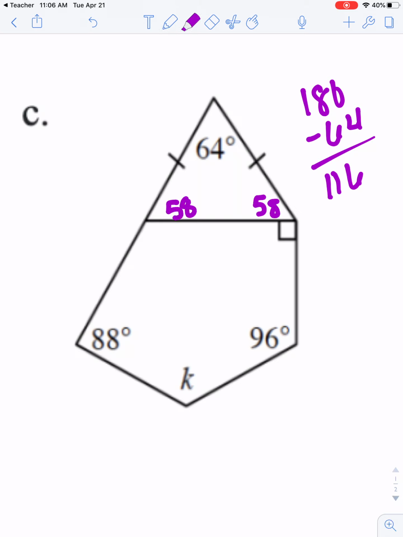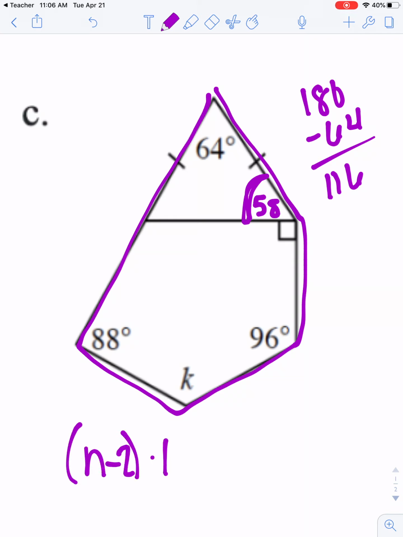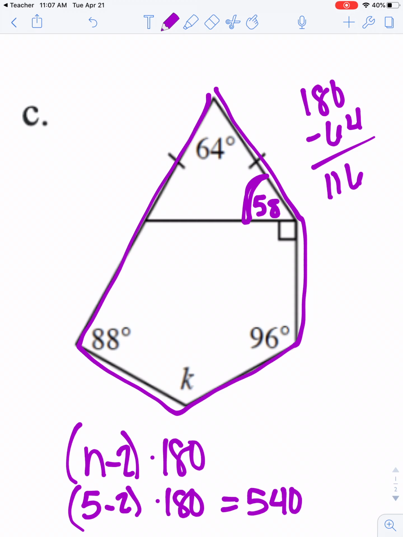Now, I don't even really care about this angle here because it's not part of my figure here, which has 5 sides and 5 angles. So I don't even care about that 58 degrees, but I did want this one because that'll help me figure out what my angles are. So I'm going to do n minus 2 times 180. There's 5 sides here, so I'm going to do 5 minus 2 times 180. That's going to give me 540 degrees for this shape.